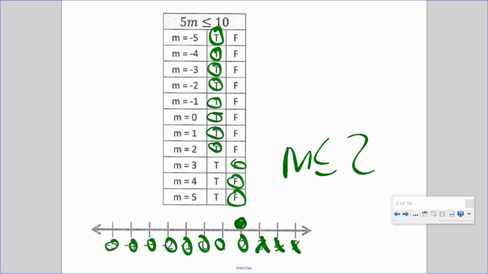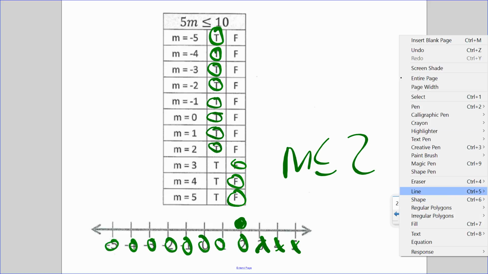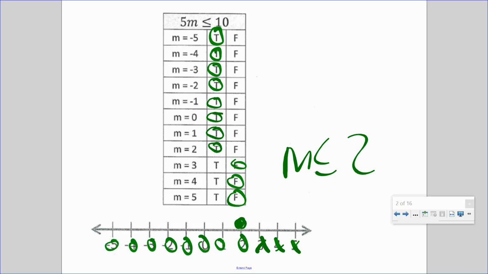So, closed dot, and it has to be less than 2. So I'm going to highlight all the numbers that are less than 2, which is all of these. So all of these worked.